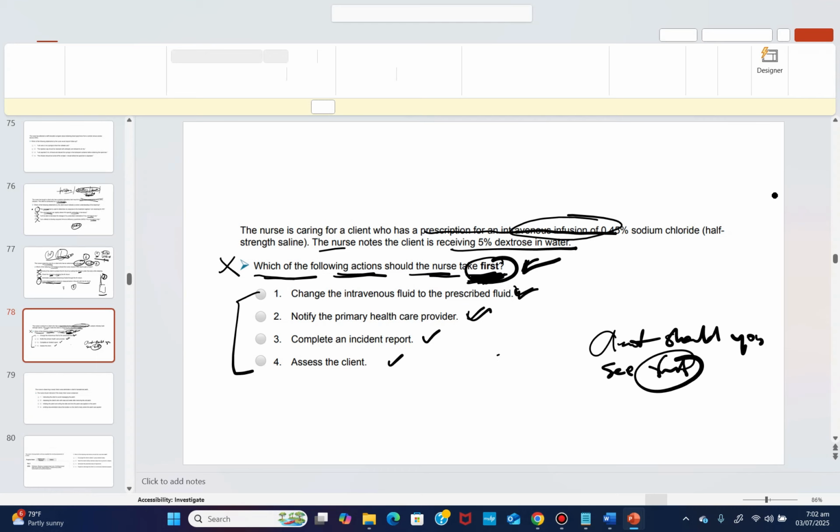The NCLEX is not trying to tell you this is wrong to do, this is wrong to do, this is wrong to do. Because if you think that way, you'll say, but the patient is receiving the wrong treatment, why can I not change it? Or should I notify the healthcare provider? Notifying the healthcare provider is true, because the healthcare provider created that prescription. Oh, should I complete an incident report, because it's obviously an incident? Oh, maybe this can be the answer too. Oh, should I assess the client? You will be lost because every answer is correct.